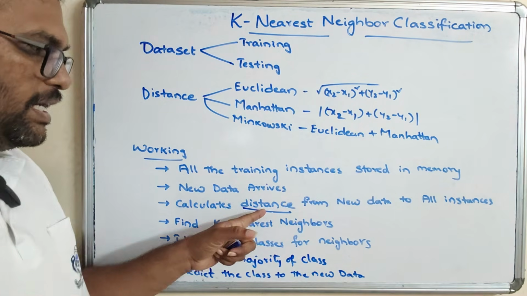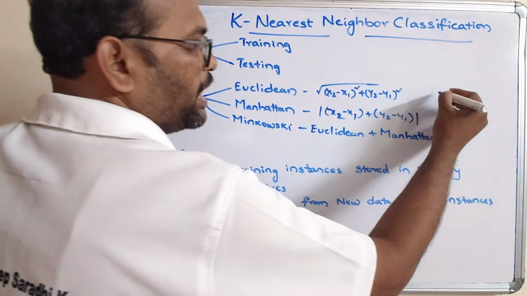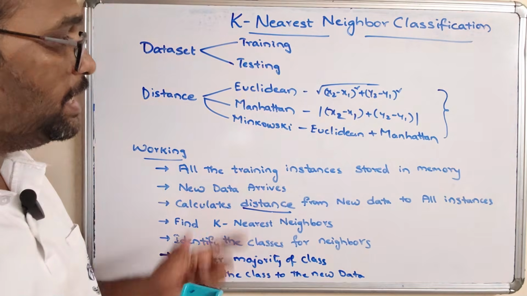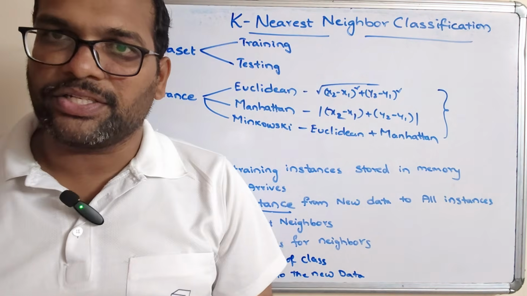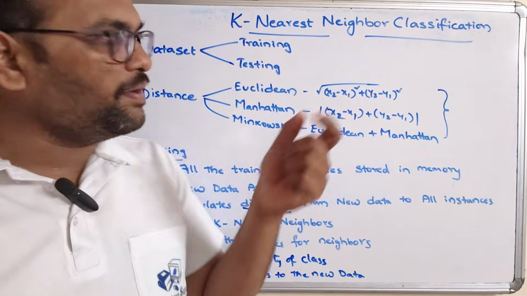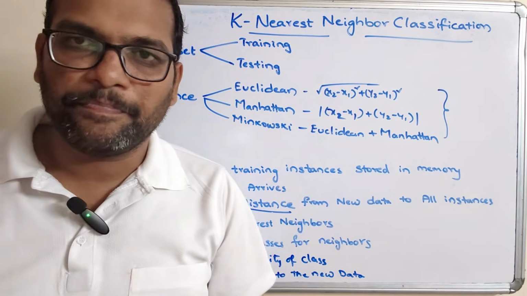So we need to calculate the distance from new data to all instances, and that distance measure can be any one among these three. We have already discussed these three distance measures in our previous session. I'll post the complete link in the description so that you can refer to what is Euclidean, what is Manhattan, and what is Minkowski.